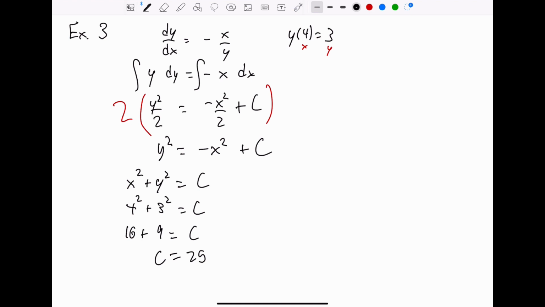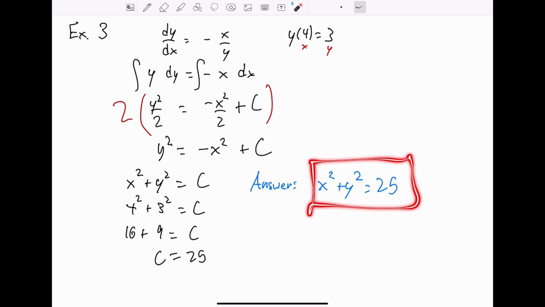So the particular solution here, the final answer, we have x squared plus y squared equals 25. This is a circle centered at the origin with a radius of 5. Let's see what this looks like in Desmos.